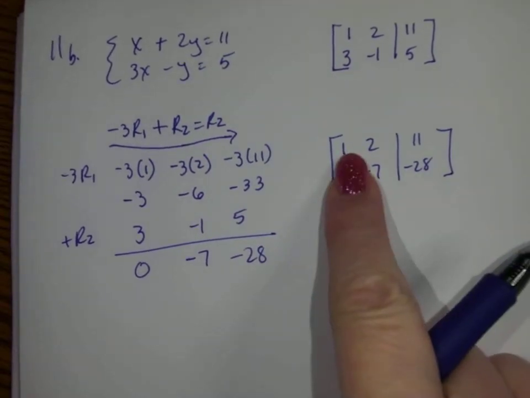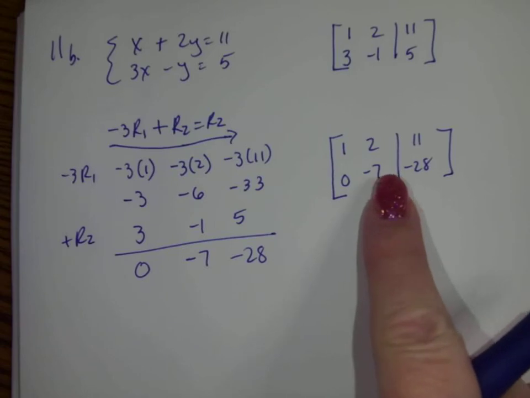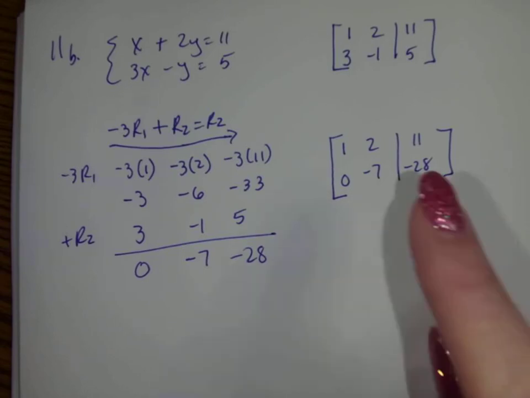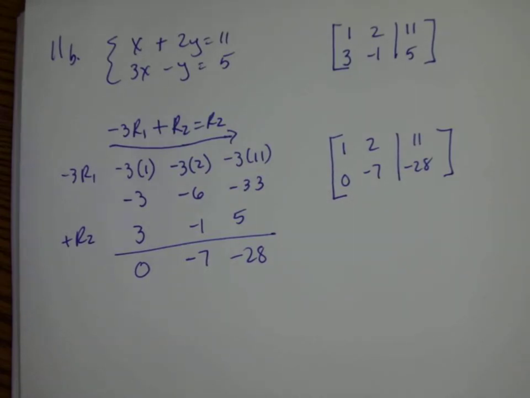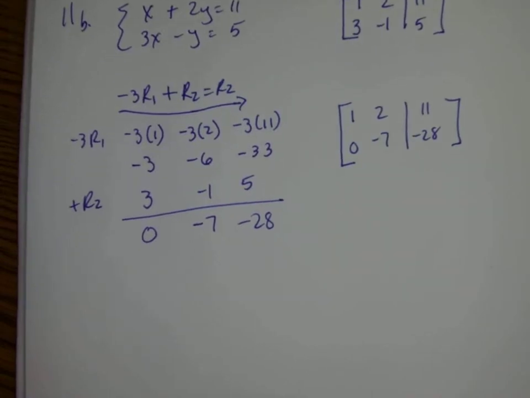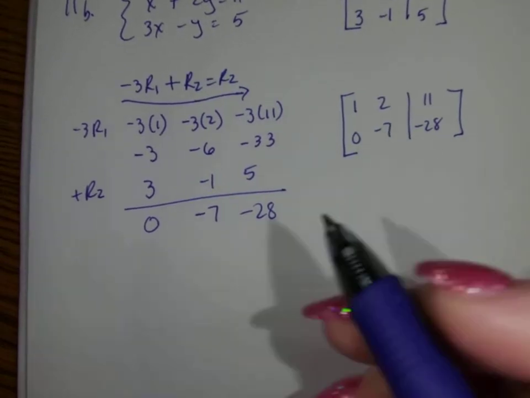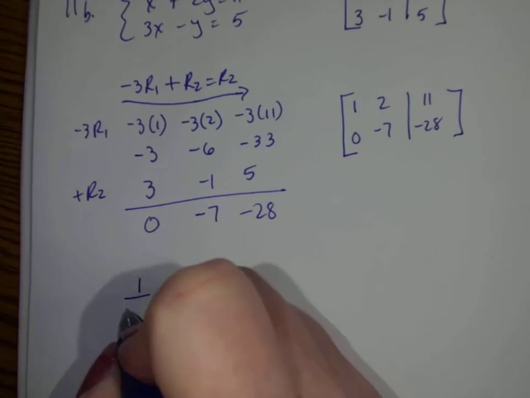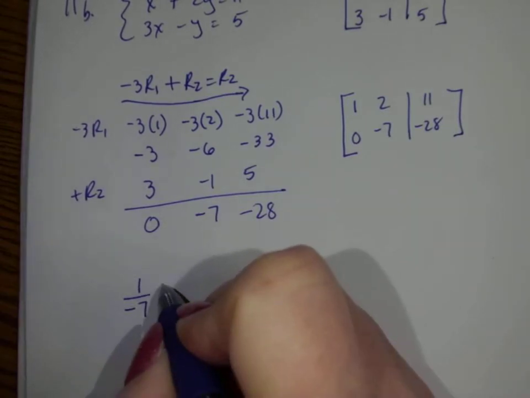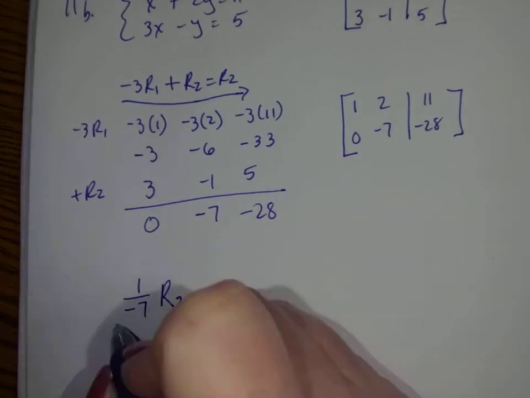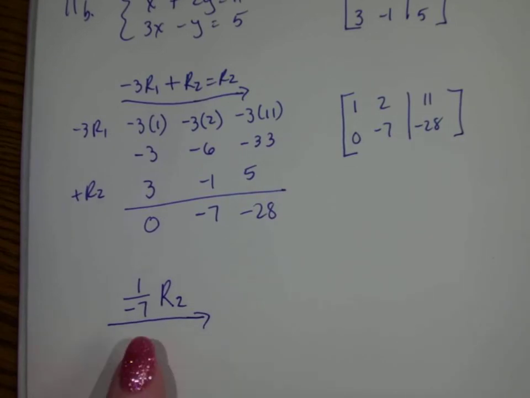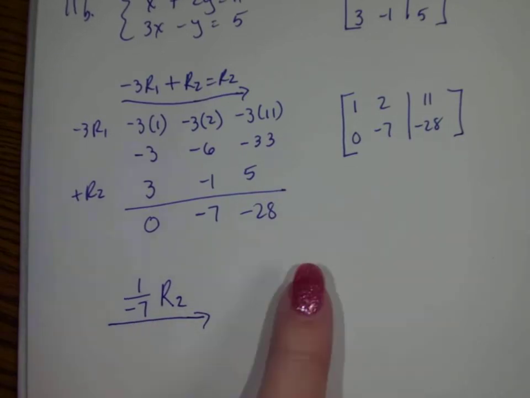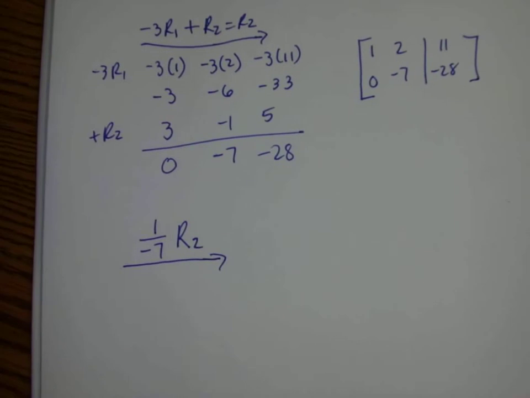Now that we have our 1 here and our 0 here, our next goal is to get this to be a 1. So negative 7 to get to a 1 means basically we need to divide by negative 7, but in matrices we don't divide. We multiply or we add. So I'm going to take 1 over negative 7 and multiply it times row 2, because multiplying by 1 over negative 7 is basically the same thing as dividing by negative 7.